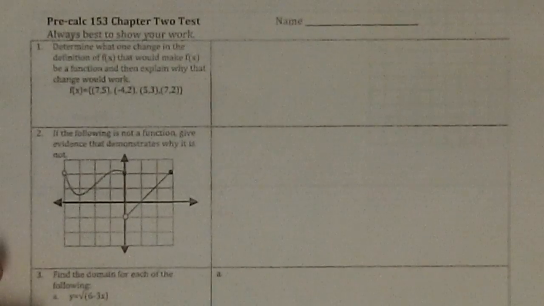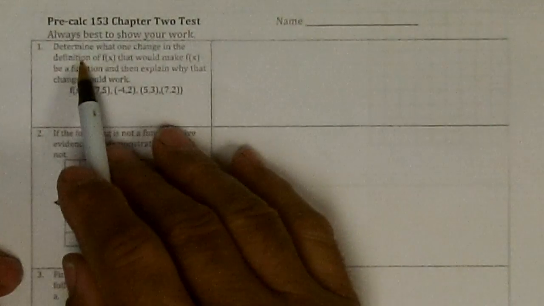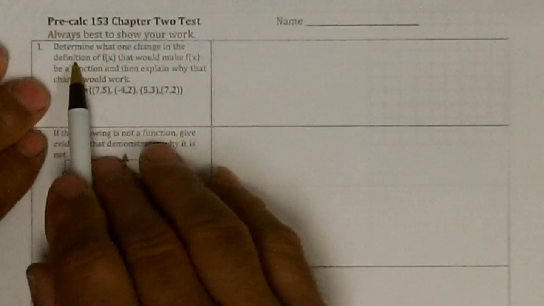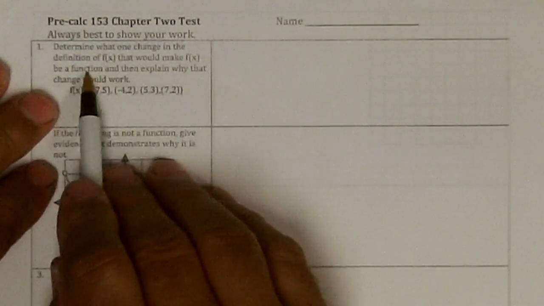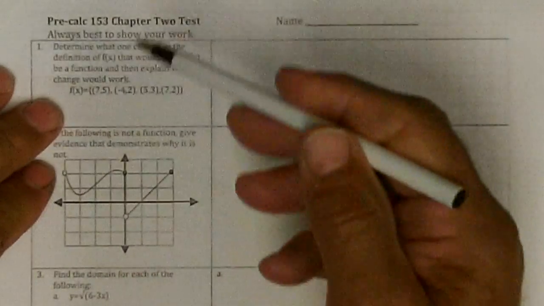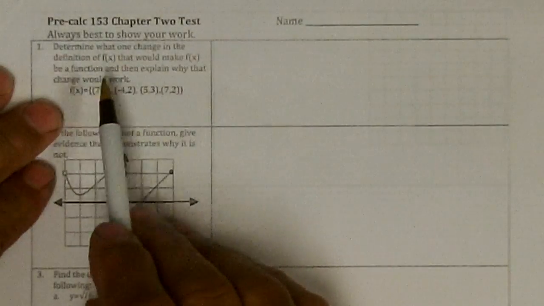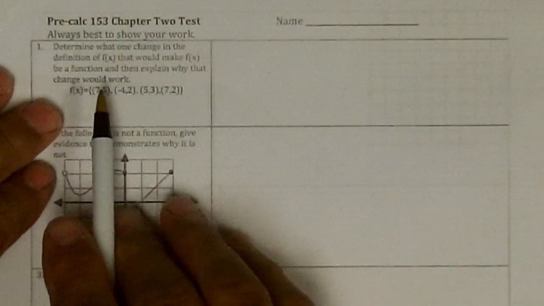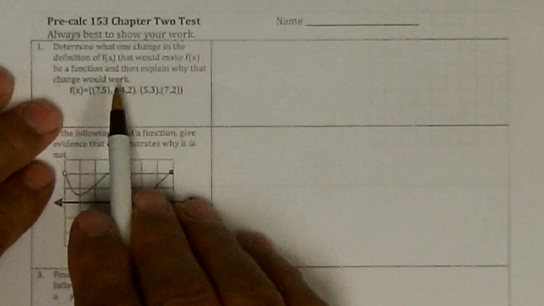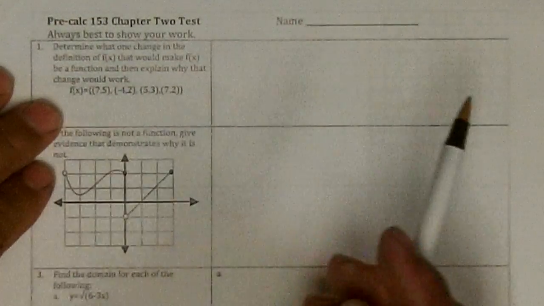Alright, let's go through the sample test here. Determine what one change would be needed for a definition to make a function. Well, if it's not a function, it doesn't pass the vertical line test. So are there 2 points over the top of each other? If they're going to be over the top of each other, they're going to have the same x. So the x is going to a 5 and to a 2.